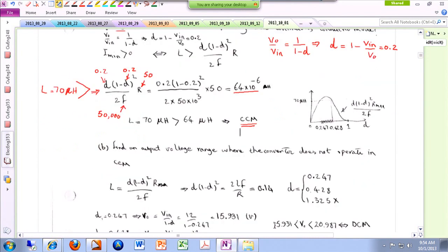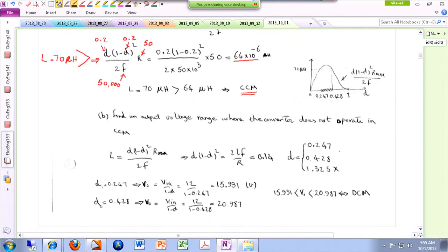And then part B is asking to find an output voltage range where the converter does not operate in CCM. Okay. All right. So this is like a case where you want to have a variable. Let's say you want to build a power supply, for instance, and you want to have a variable output voltage. And in order to achieve variability in your output voltage, you basically tune the value of your duty cycle. Okay. However, if you mess around with the value of your duty cycle, you're going to realize that there are times that your converter will not operate under CCM. So we want to take a look at that.